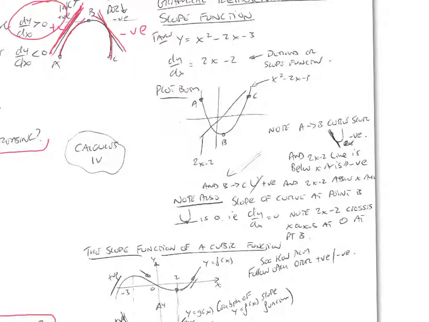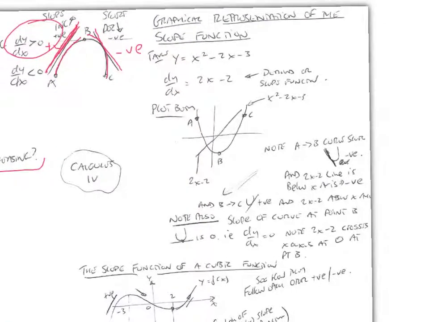Okay, this bit of theory now, again, has to do with graphical representation of the slope function. So we're going to try and visualize it now, if you like. So let's take the function y equals x squared minus 2x minus 3, and let's say that that looks like this. Okay, and let's differentiate that function to find the slope function, and that's 2x minus 2. And let's say we plot that as well.